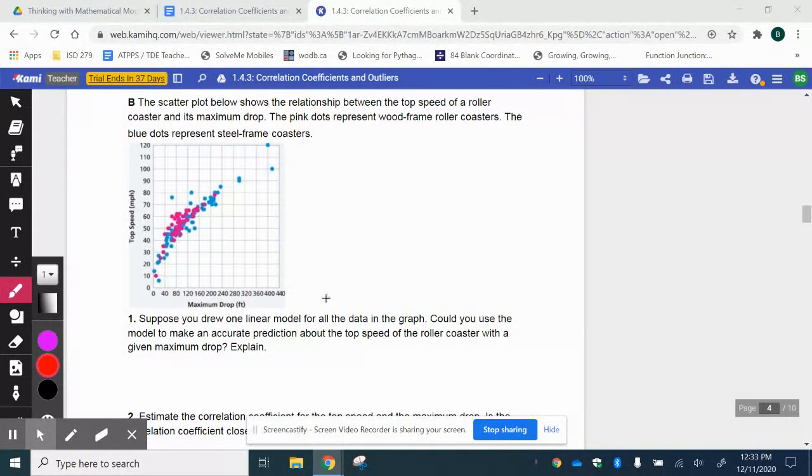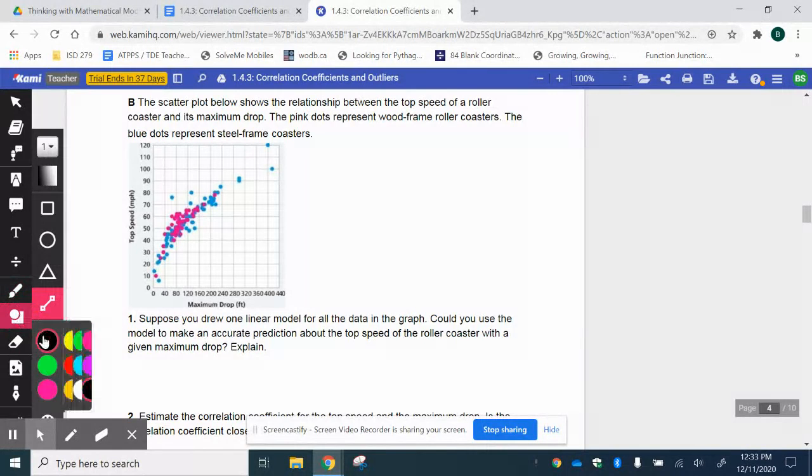Suppose you drew one linear model for all the data in the graph. Could you use the model to make an accurate prediction about the top speed of the roller coaster with a given maximum drop? And explain. Now remember, a linear model would be a line through the data points. I think I would draw my linear model here to look something like this, or maybe like this, somewhere around here that looks like it goes in between the data points.